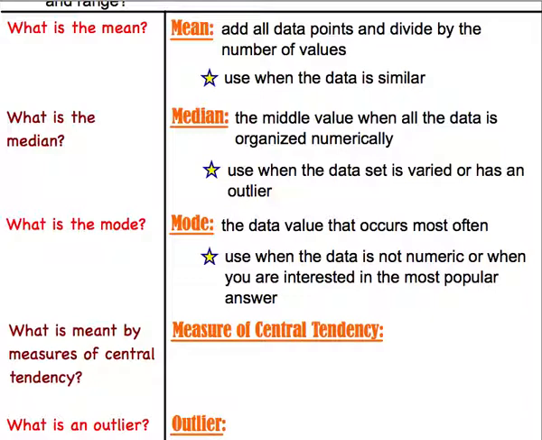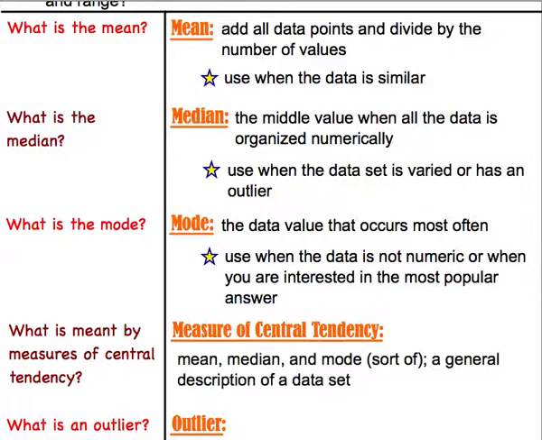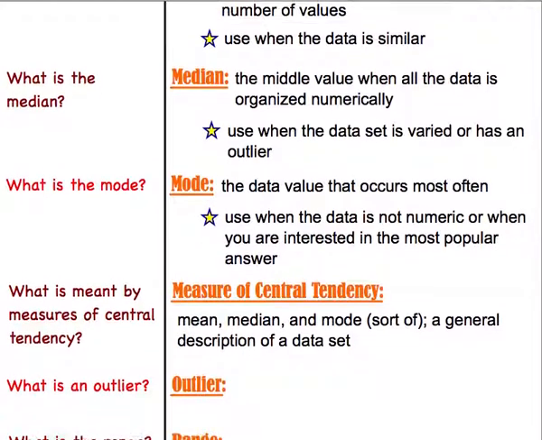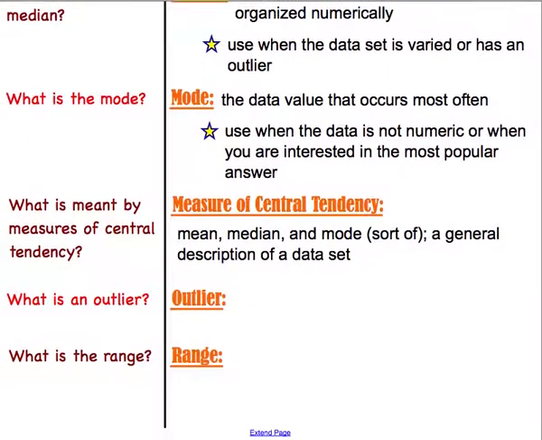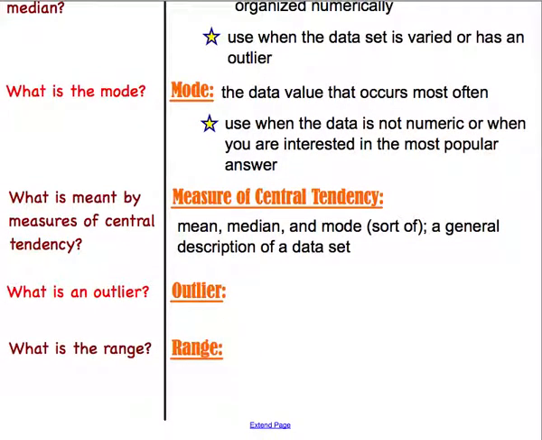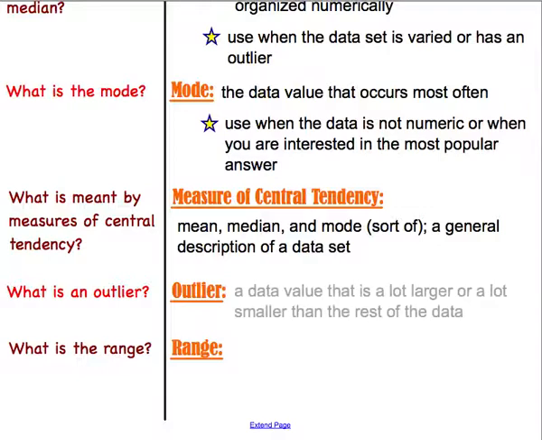Now, we've been using this term the last minute or so, measure of central tendency. So you're probably wondering what that means. What that is, it's the mean, the median, and sort of the mode. It's a general description of your data set that tells you best about your data. Then we have an outlier, and yes, I apologize ahead of time for the amount of vocab, but this is a heavy vocab unit. An outlier is that data value that is a lot larger or a lot smaller than the rest of the data.